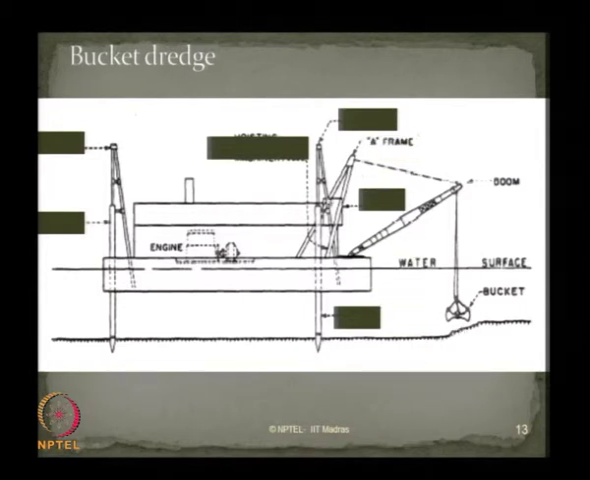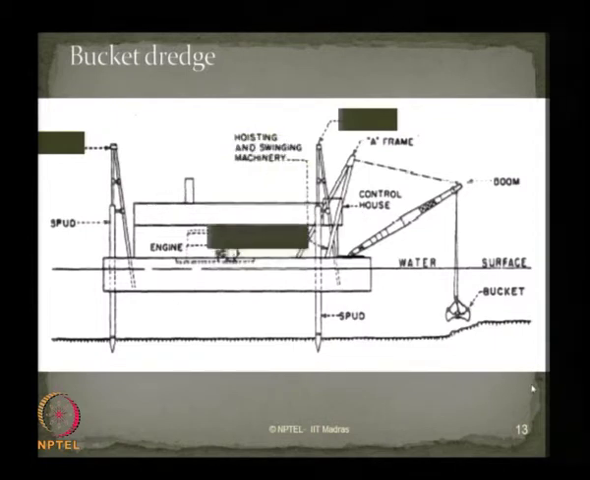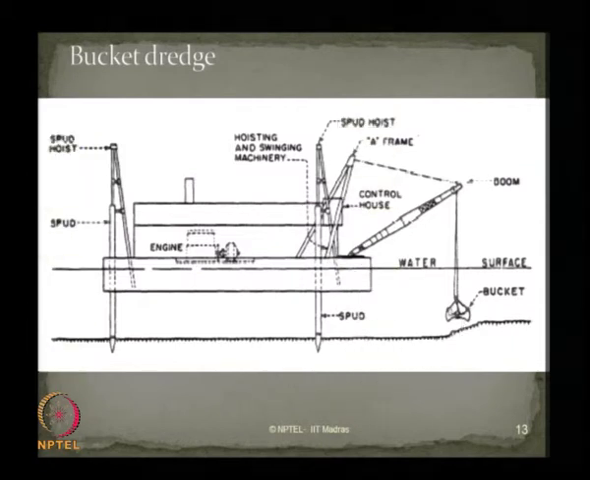This is an A-frame which supports the boom as well as the hoist of the bucket. This is what we call a control house, which has the mechanism control through which the whole dredger remains in operation. These are the spuds which help the dredger keep its position restrained when the dredger is in operation. This is the hoist and swinging machinery, which is used to operate the bucket for the dredging operation. These are the spud hoists which control the movement of the spud penetration into the seabed when the dredger is under operation.